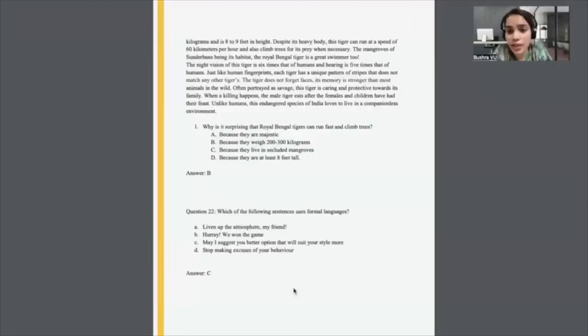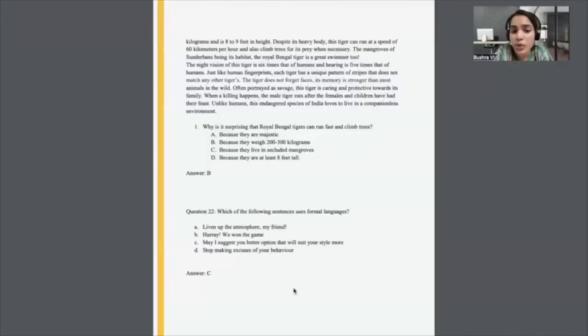So here it's trying to say that this tiger has a very sharp memory, and although it is shown as very fierce, very powerful, very savage, it is very protective and caring. When a kill happens, the male tiger eats first, and the female and children have their feast. Unlike humans, this endangered species of India loves to live in a companionless environment. They usually just live like a family, a family alone.